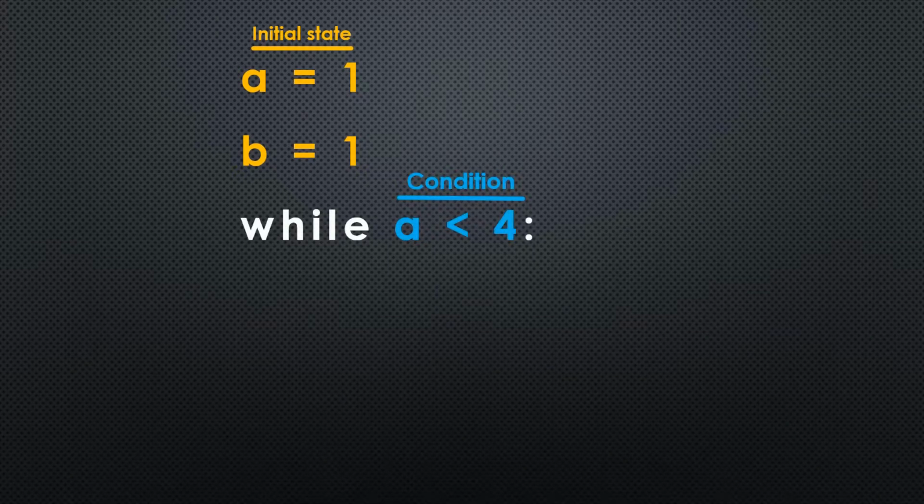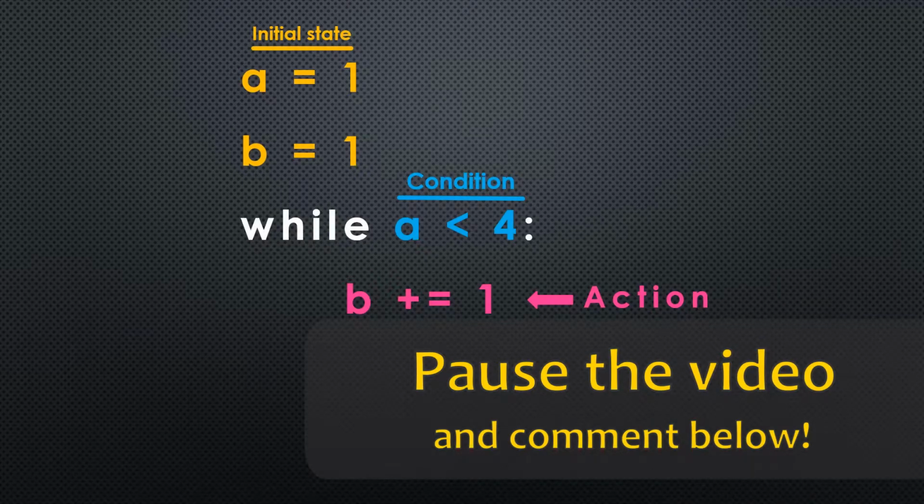Now let's see a slightly different while loop. If our initial state is for two variables a and b to both be equal to 1, our while loop could again be while a smaller than 4, so the condition is that a has to be smaller than 4, and the action being performed is that b will be incremented by 1. Can you spot what's wrong with this while loop? If you can, pause the video and comment below to see if you're right.